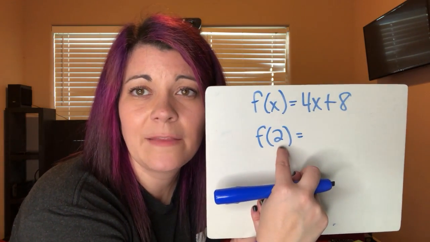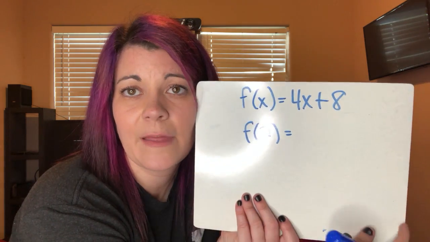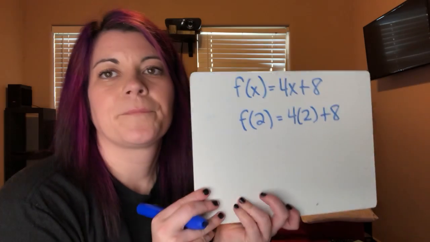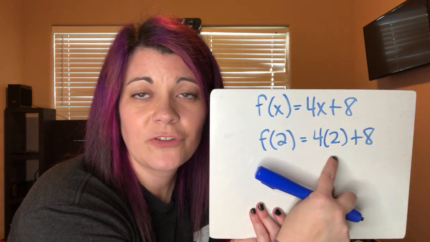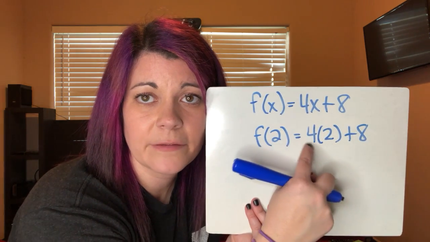So let's do this again. Let's take the function f of x equals 4x plus 8. Let's find f of 2. This means the function of 2, which means that I'm taking this 2 and substituting it into the x. So 4 times 2 plus 8. I'm just solving. 4 times 2, see I substituted the 2 in for the x. 4 times 2 is 8, and then 8 plus 8 is 16. So the function of 2 is equal to 16.